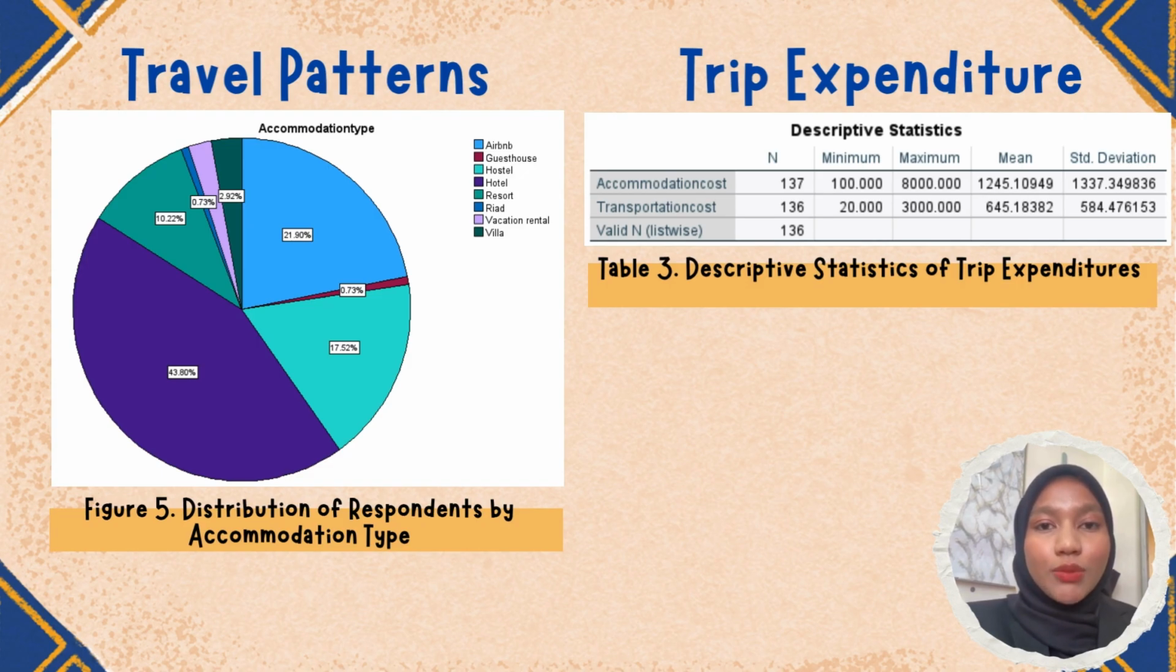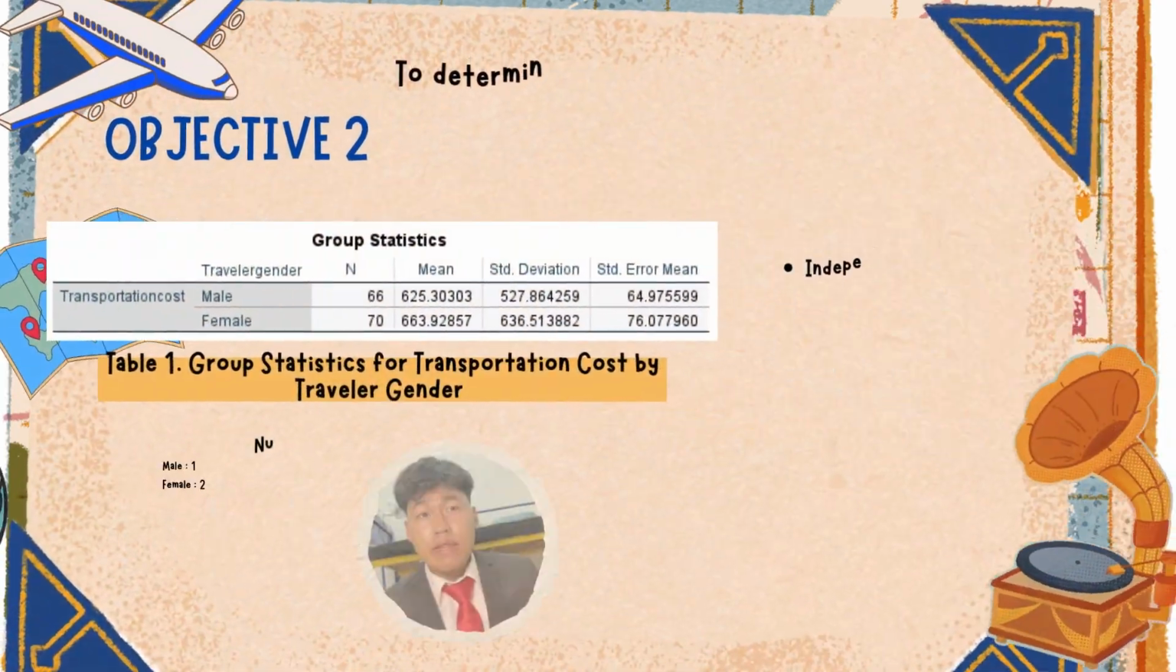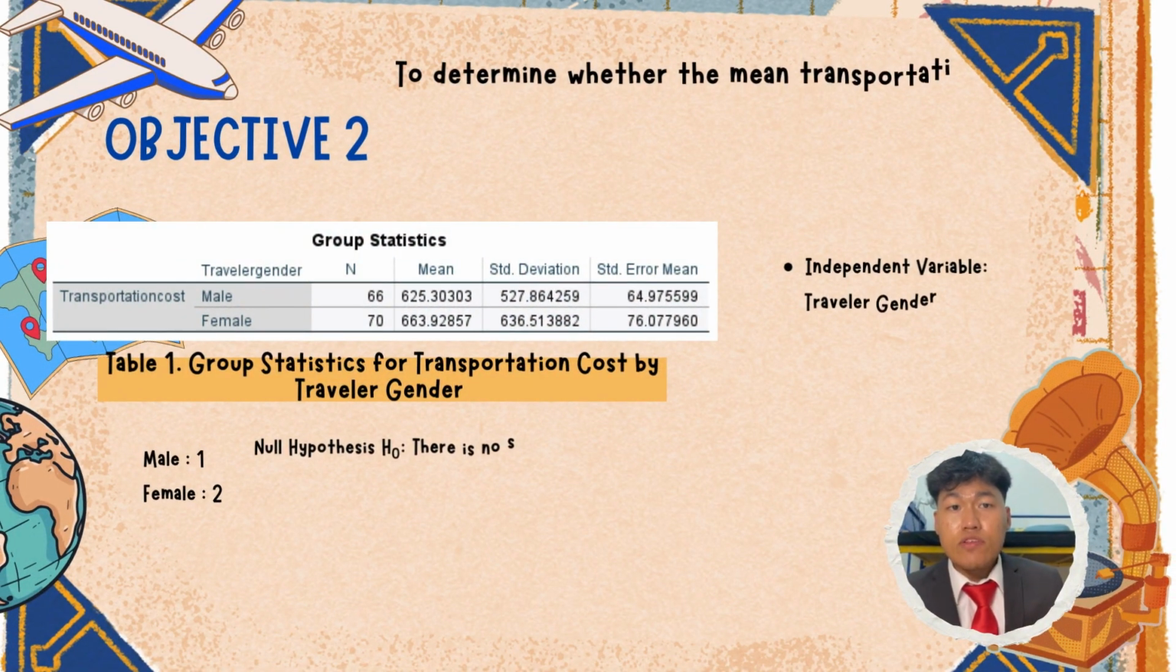Finally, Table 3 presents the descriptive statistics for trip expenditure. The average trip expenditure was approximately 5,797 ringgit, with expenditures ranging from 2,000 to 10,000 ringgit. This indicates that although respondents spent different amounts during their trips, the average expenditure was around 5,800, with a moderate variation in spending.